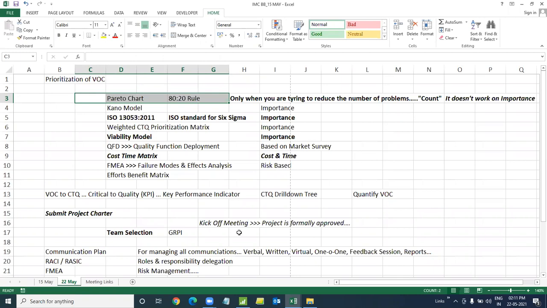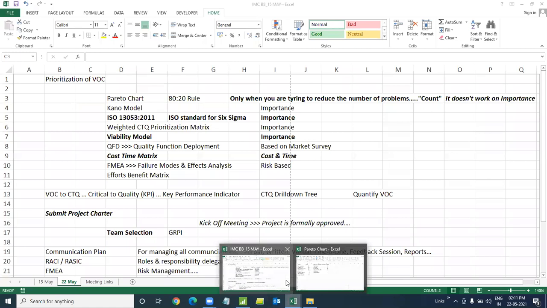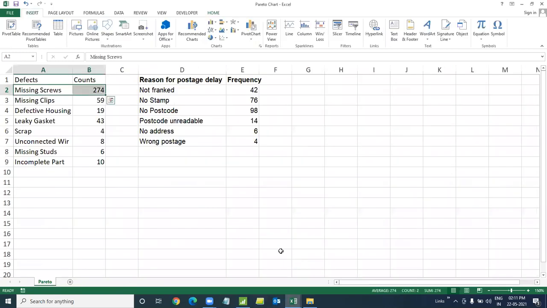As per this gentleman, the same logic was applied: if you have any list of problems, the maximum number of problems will come because of a few reasons. Few reasons may be contributing the maximum problems. So you don't need to run after everything.